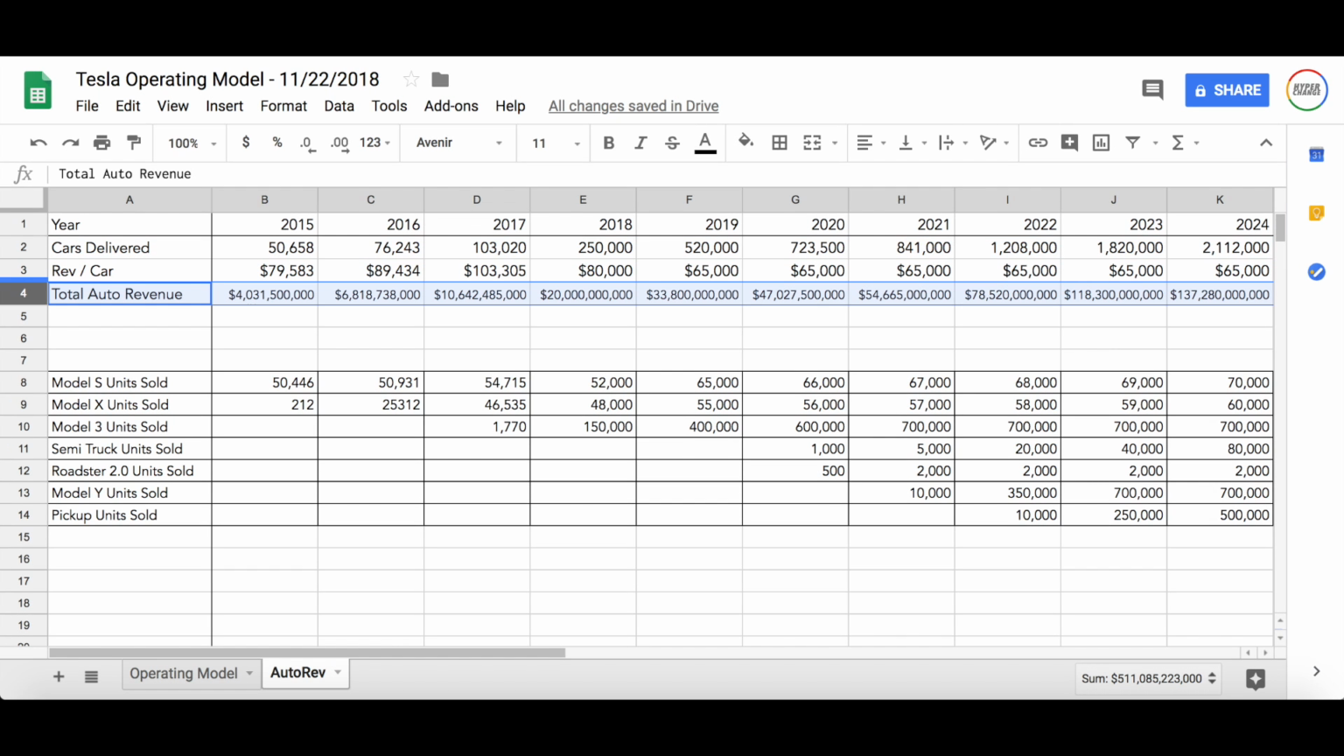So adding this all together, we get to the total auto revenue line. And once again, this includes service. But so as you can see, I have Tesla's automotive revenue, which is going to be about 20 billion this year per my estimates, scaling to over 50 billion by 2021 and over 137 billion by the year 2024. So now let's move into the main operating model slide or page to see how this fits in.